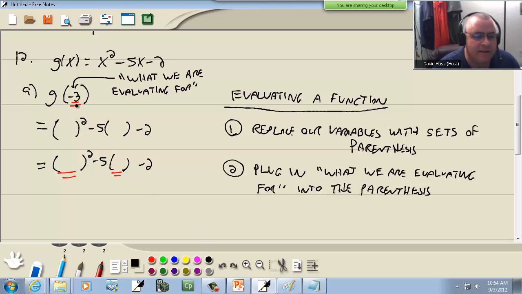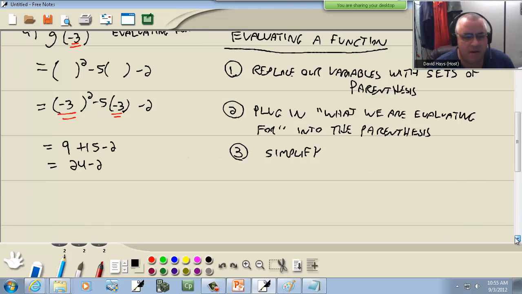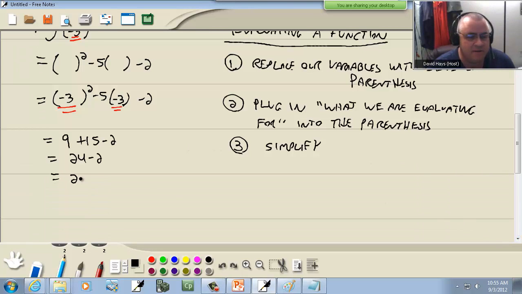So up here, we had negative 3 in the parentheses, so we'll plug negative 3 in for the parentheses down here. And then step 3 is simplify. It's kind of vague, but it could be combining numbers, could be doing order of operations, could be items involving x's. Well, negative 3 squared gives us 9. Negative 5 times negative 3 is positive 15 minus 2. That gives us 24 minus 2, which gives us 22.